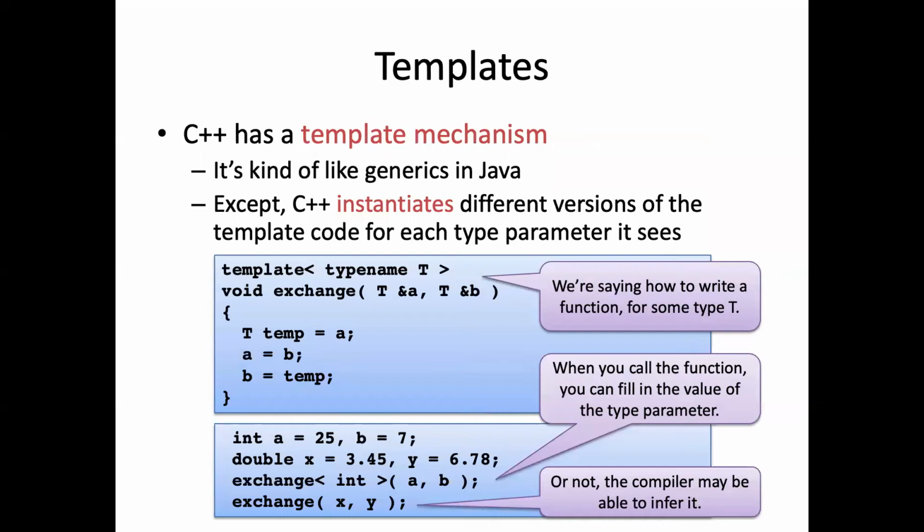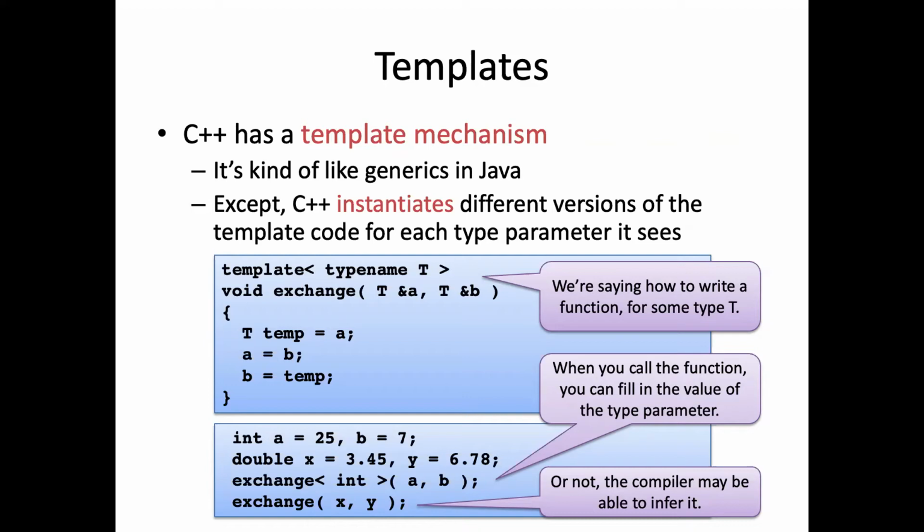All right. A couple more things before we finish up the material we should have done last Tuesday. C++ supports a template mechanism, and this is kind of like generics in Java, except when you define a template, you're really defining sort of a pattern for a piece of code, and the compiler will create multiple instances of that pattern based on how you use it.